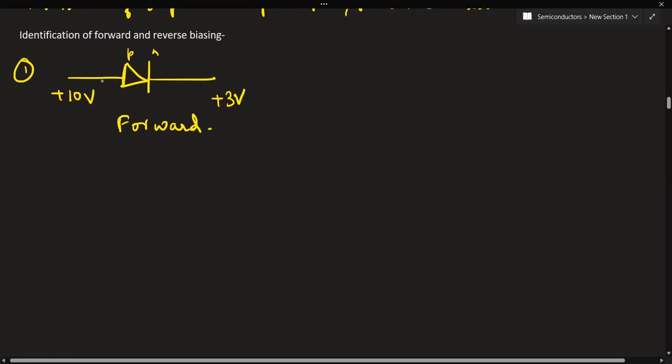Had it been opposite, meaning 3 volts had been on this side and 10 volts on this side, then it would have been reverse bias.